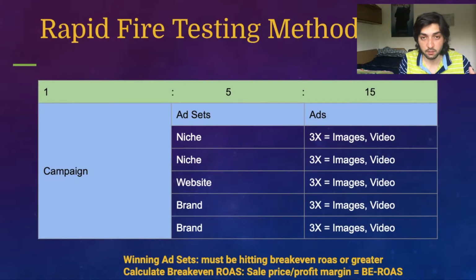So one campaign for one product, and each campaign would have 5 different ad sets, and each of the ad sets would have 3 ad creatives. It doesn't matter if they are images or videos, it would have 3 ad creatives. So in total, 5 ad sets and 3 ad creatives each makes it 15. So one campaign, 5 ad sets, and 15 ads in total. And by the way, this is not a hard and fast rule.